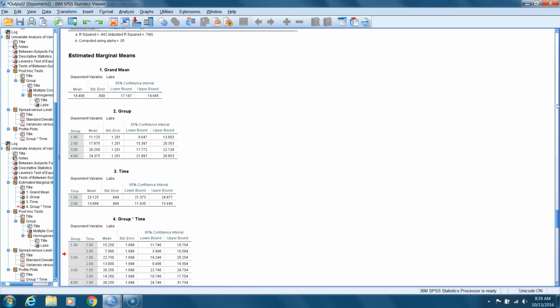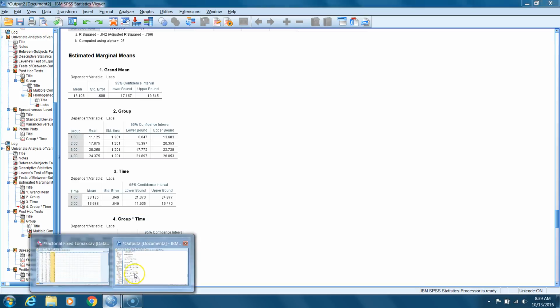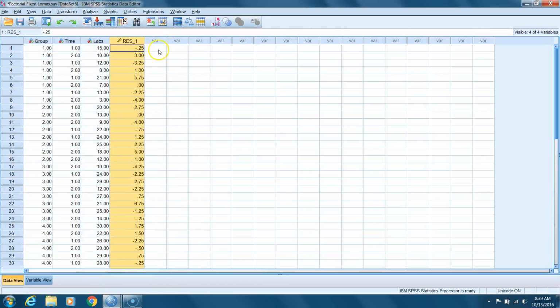we can see that for group 1, time 1, the mean overall was 15.250. And our residual is negative 0.25. That's the difference between lab minus that cell mean. So we get a residual, and we do that for each one of these variables. Well, SPSS did it for us, but we could easily do that ourselves.